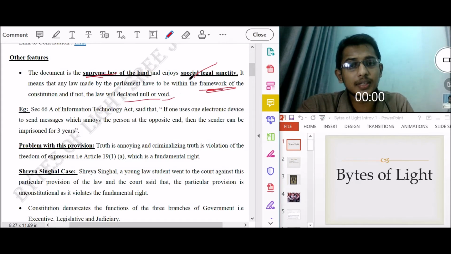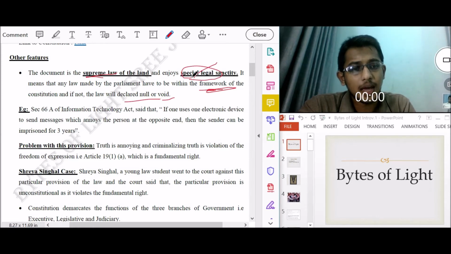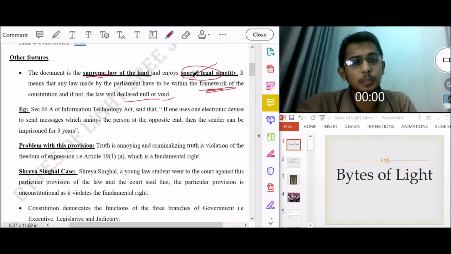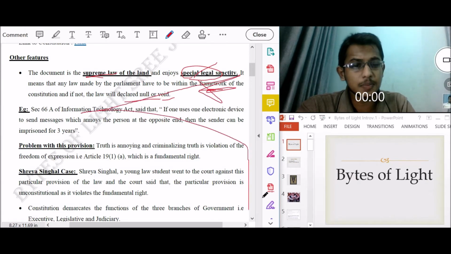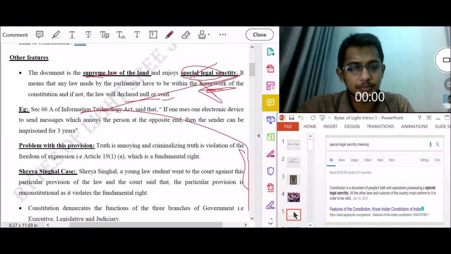So it also enjoys special legal sanctity, a special position above any other law. That is, it is the supreme law, and it enjoys a very respectful position above any other law. That is the meaning of special legal sanctity. If you search special legal sanctity on the website, it would come like this. So that's all about that.